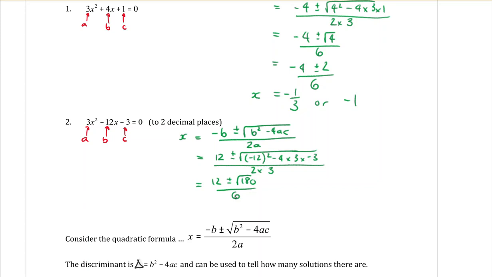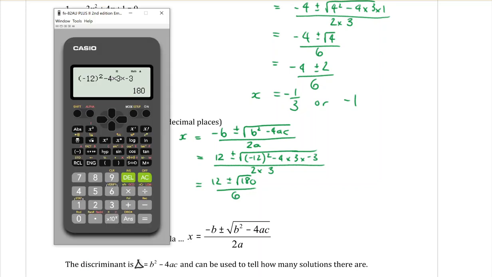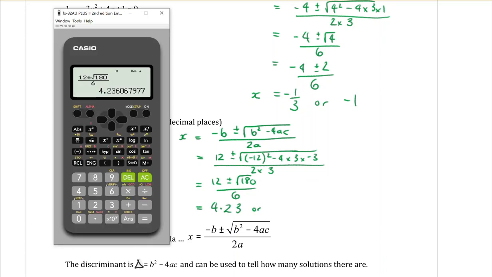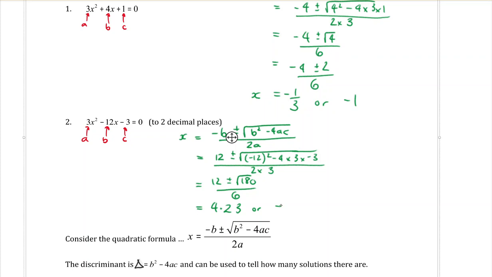If it asks for decimal places, you can go to your calculator now with your fraction button, and we're going to do 12 plus the square root of 180 all over 6. My first solution to two decimal places will be 4.23. Okay, then for the second solution, just change your plus to a minus sign. So delete that, and it is negative 0.24. Okay, that's it. That's how you use the quadratic formula.